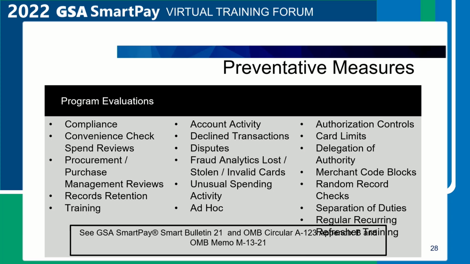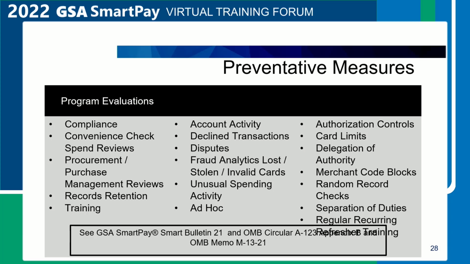Preventative measures. There are several steps that can be taken in the management of the purchase card program in order to mitigate misuse and fraud. Some of these are listed here. Program evaluations. An AOPC can perform an evaluation of local operating procedures and do an analysis. A best practice would be to use a standardized form to provide information to an AOPC on questionable transactions.